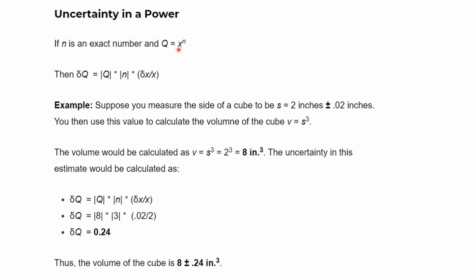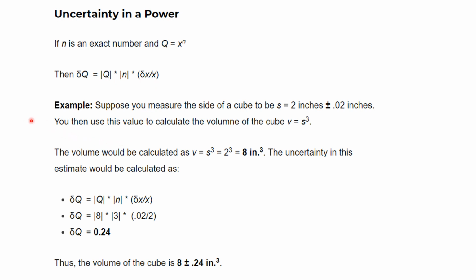If there's uncertainty in the power, so here you have a formula that has x to the nth power, then the propagation error delta Q is going to be the absolute value of Q times the absolute value of n, the exponent, times delta x over x.